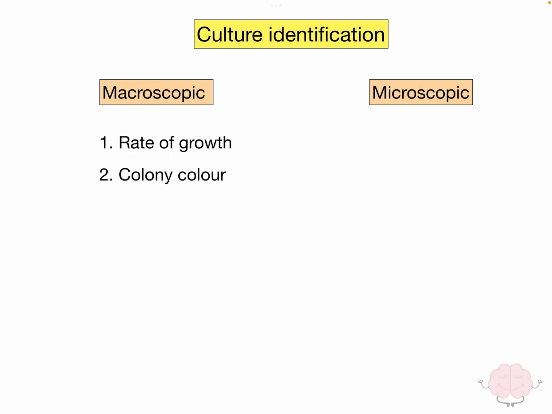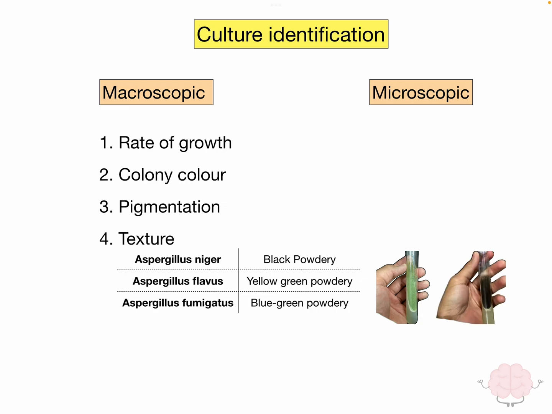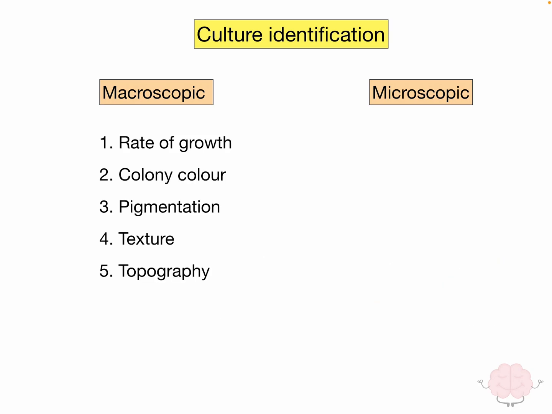Then secondly, the colony culture, where we see the pigmentation on the obverse side, the pigmentation on the reverse side, and the texture of the colony. It can be black powdery as seen in Aspergillus niger, yellow green powdery as seen in Aspergillus flavus, and blue green powdery as seen in Aspergillus fumigatus, right? As you can see, this black powdery fungus is Aspergillus niger, while this yellow green powdery fungus is Aspergillus flavus. And lastly, we see the topography of the fungal colony, right?